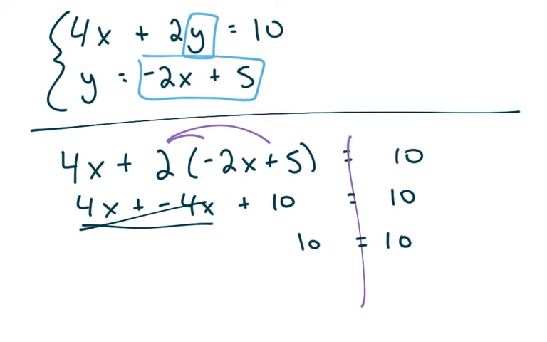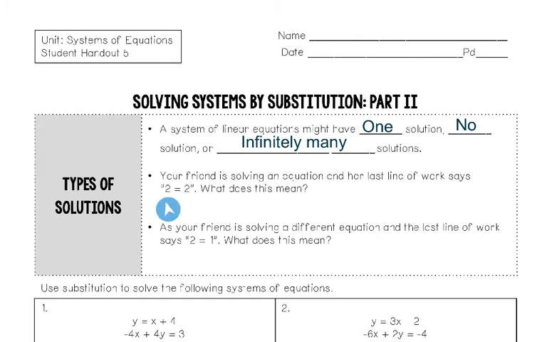Huh? What do I do with that? This is the problem that this girl ran into when she did her work. She got the same thing. She got 2 equals 2. What in the world does that mean at your last line? Let's try to use graphing to maybe see what happened here.